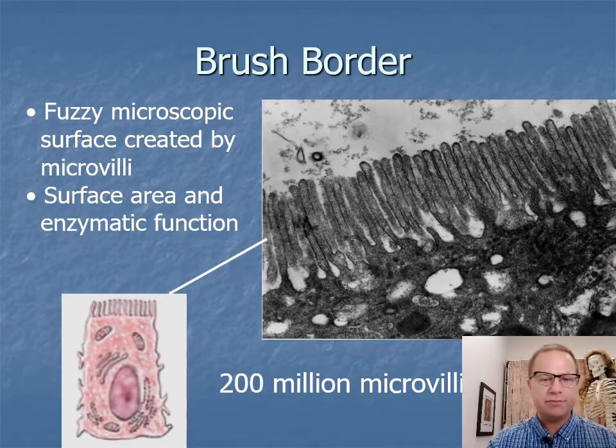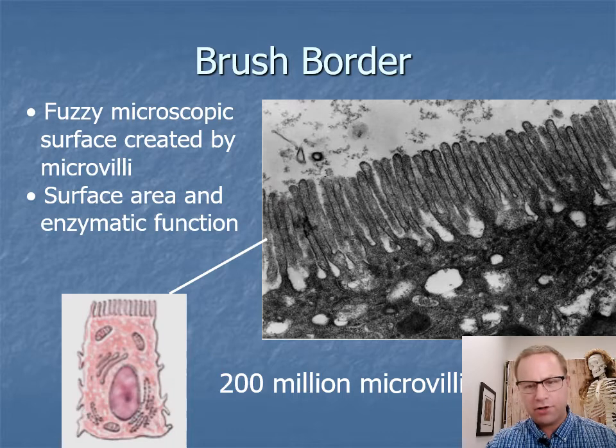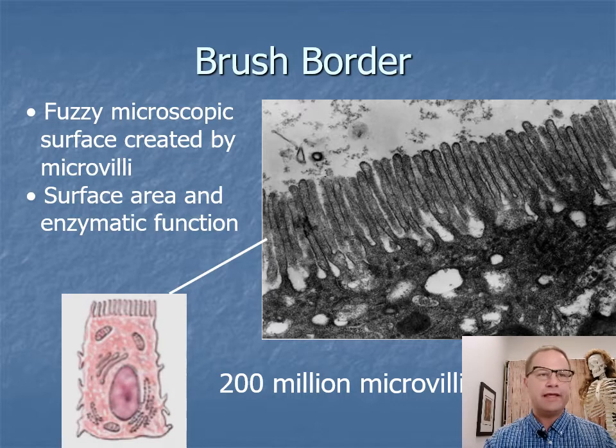Okay, so here you can see this brush border under the electron microscope. It is a very microscopic structure on the top of the cell, helps to increase surface area for absorption, but it also contains many membrane-bound enzymes that help to catalyze important enzymatic reactions. For example, we have a sucrase in there that breaks down sucrose into monosaccharides. We also have a lactase embedded in that membrane that helps us to break down lactose.